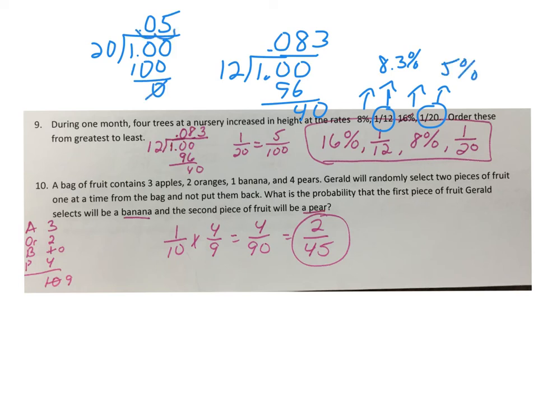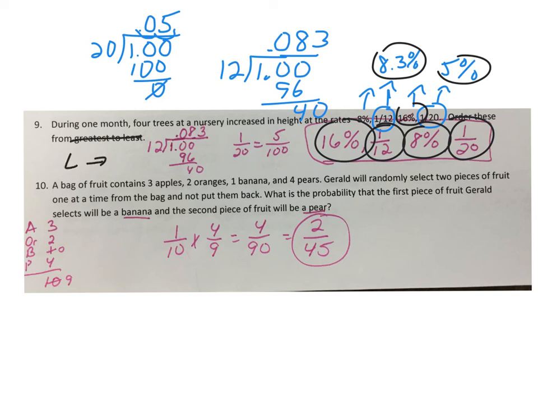So now you put them in order. First off, I asked you to do it least to greatest, so least will be the 5%, which is 1/20th. The next will be the 8%. Then the 8.3%, which is 1/12th, and finally 16 is larger than all of them, 16%, because I asked you to do least to greatest.